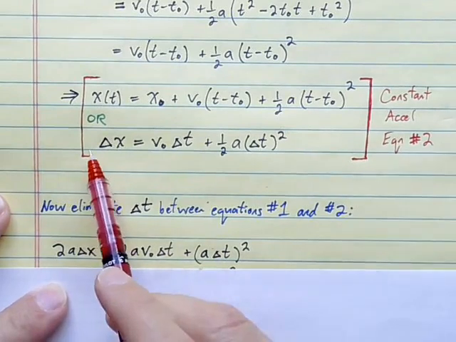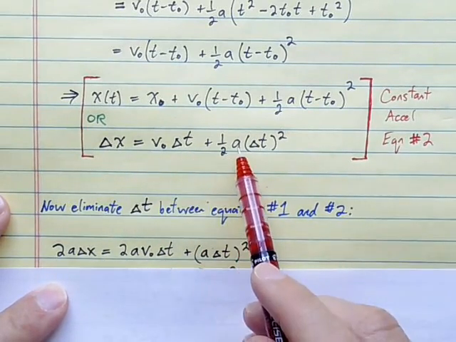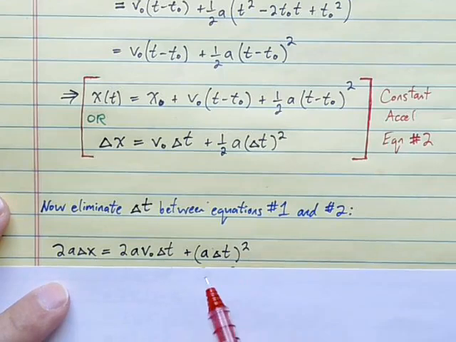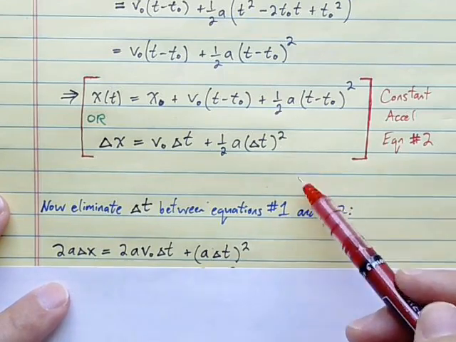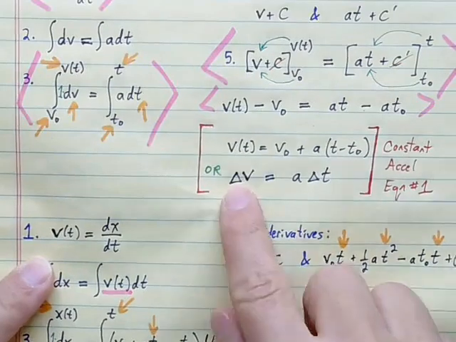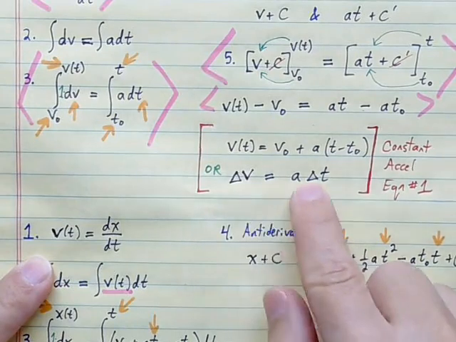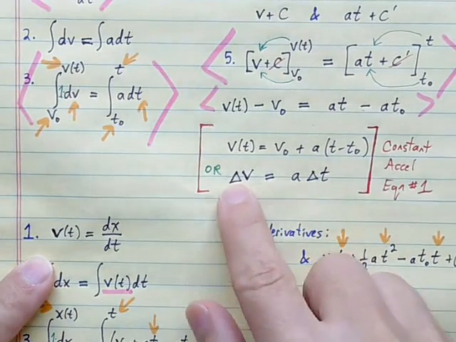So 2a delta x, 2a v naught delta t, 2 and the 1/2 cancel, and we get an a squared times delta t squared. So I've just transformed that equation into here, and now I'm going to substitute delta v for a delta t. All the a delta t is going to get replaced with delta v's.